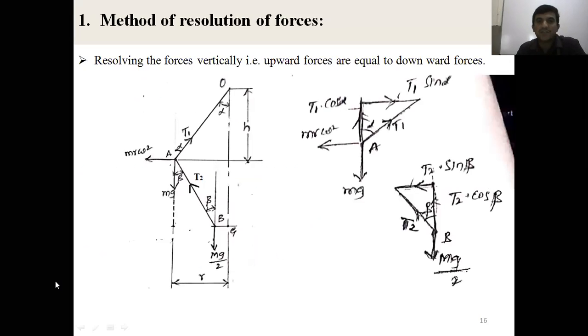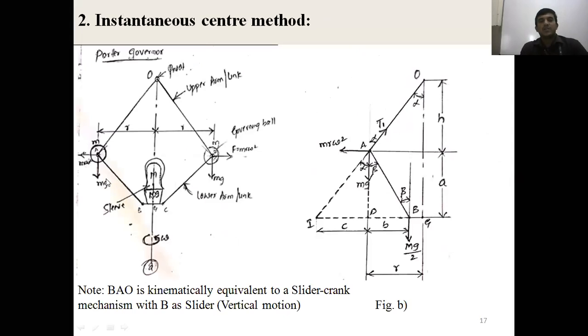Now this is the method of resolution of forces. We resolve the force into two components, one vertical and another horizontal. Then you resolve all the forces vertically. That is, the upward force equals the downward force, or the vector sum of all the forces acting in the upward direction is equal to 0. Then you substitute the values and simplify it. This method is not for your syllabus. Now the second one is the instantaneous center method.